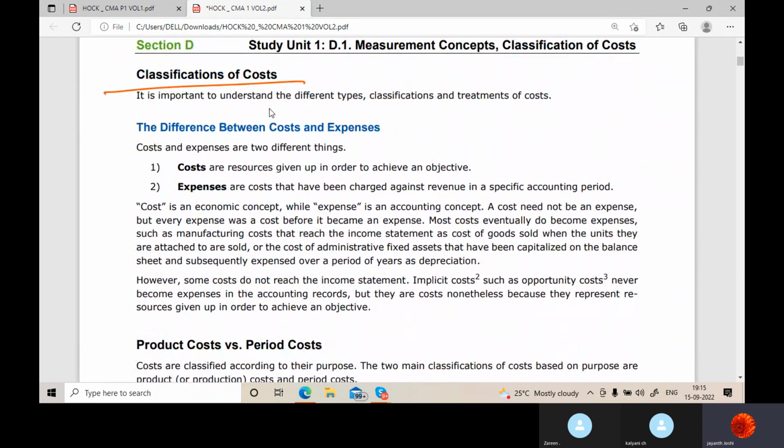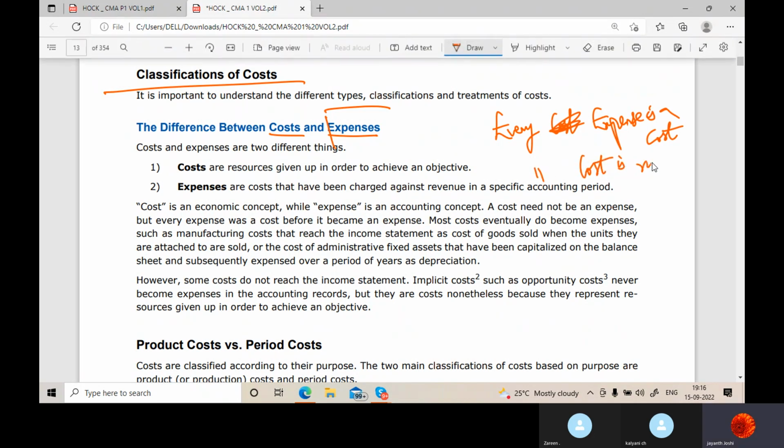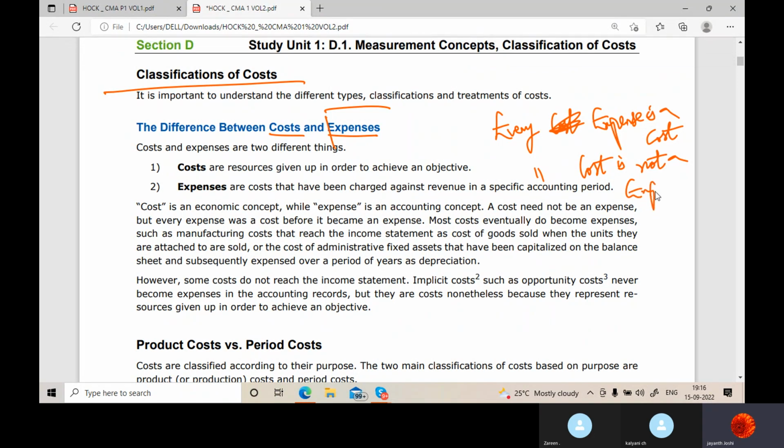Classification of costs. Cost is something which is different from expense. Every expense is a cost, but every cost is not an expense. What do you mean by this? Every expense is a cost. So what do you mean by an expense? Not all the costs are expenses.